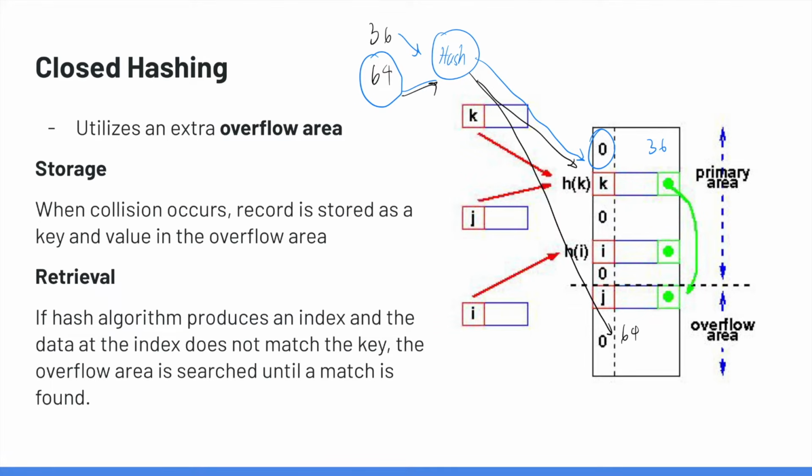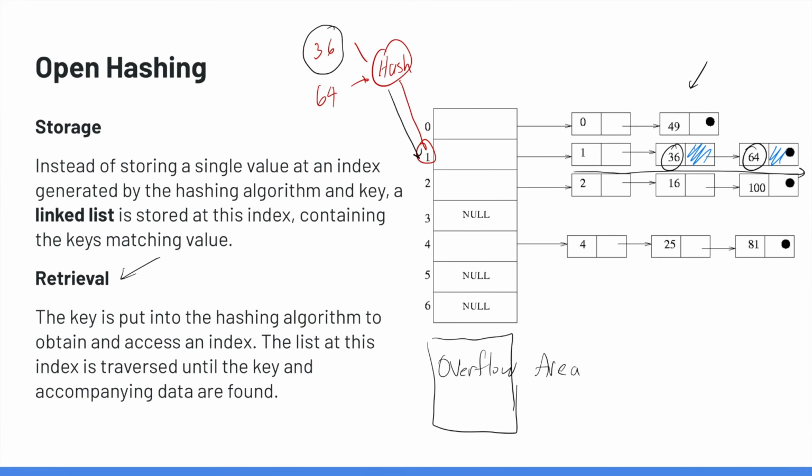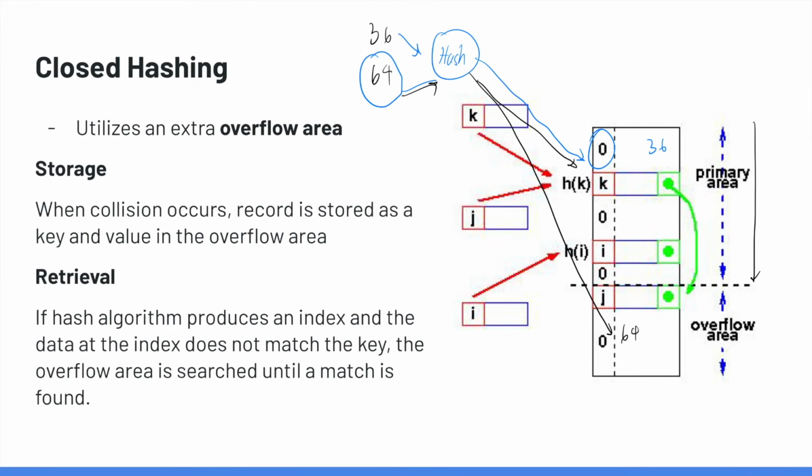Now, if we want to find 64, we're going to go through basically our primary area. So we'd go through all of these positions, 0 through 6. For example, we get to 0, and we see that only the key 36 is there, then we would just move on and look in our overflow area for our record.